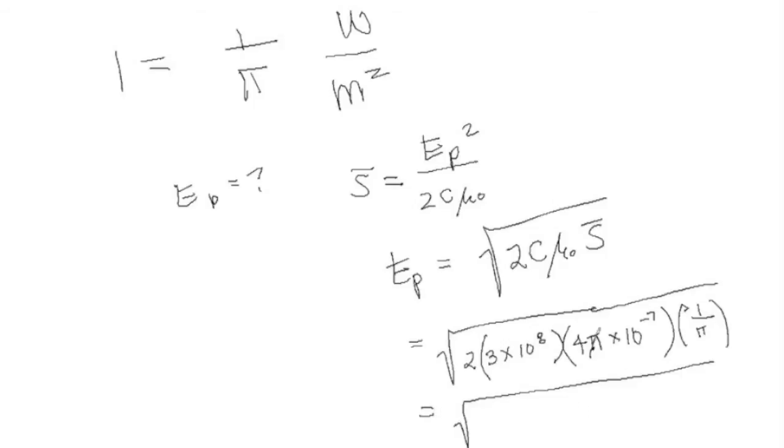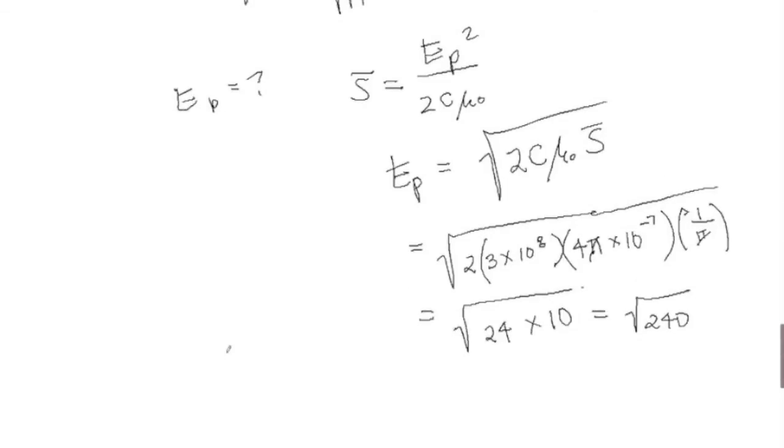So the pi is going to cancel. So you get 24 times 10 to the something. That's not so bad. That equals the square root of 240. And then you want to find the magnetic field now, right? Okay, and then this is the electric, right?